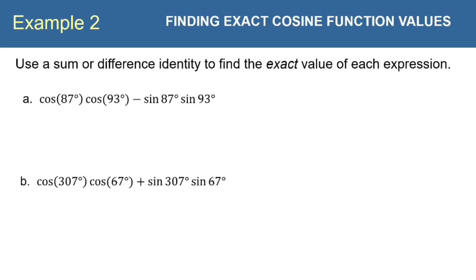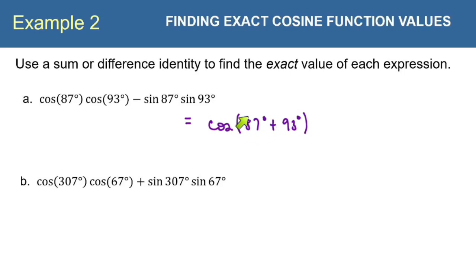So instead of going to the calculator, let's try comparing this expression to either cosine of A minus B or cosine of A plus B. Now if you think about our two formulas that we have available to us, we have 87 degrees in the A position and 93 degrees in the B position. And the minus here tells me that the formula that's been used is the cosine of A plus B formula. So all of this is going to be equal to the cosine of 87 degrees plus 93 degrees.